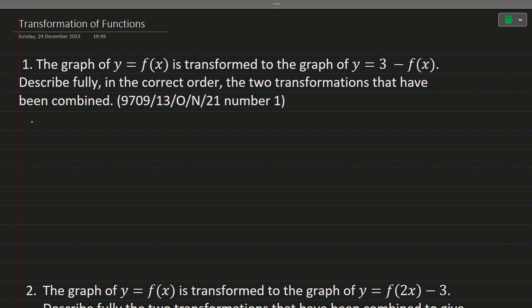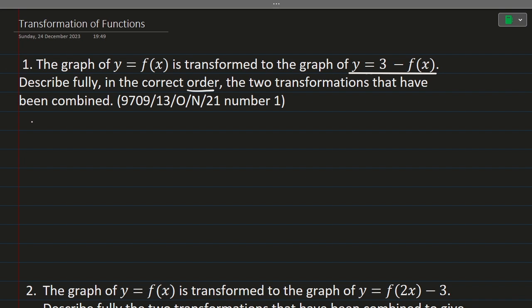So in this video, we'll be looking at transformation of functions. Number 1. The graph of y equals f of x is transformed to the graph of y equals 3 minus f of x. Describe fully in the correct order the two transformations that have been combined.